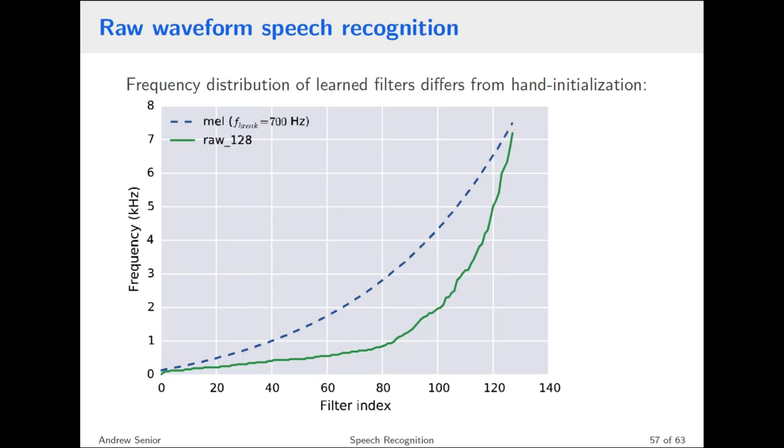They're not going to have such a pure response as the log mel filter banks. They're going to respond to multiple frequencies, but we see that they're shifted so that we've got more filters looking at the low frequencies and fewer filters looking at the high frequencies in this case. So we've learned something different to what we hand initialized. And this is very much dependent on the kind of data that we use. So we see different behavior if we train on noisy data versus training on clean speech.